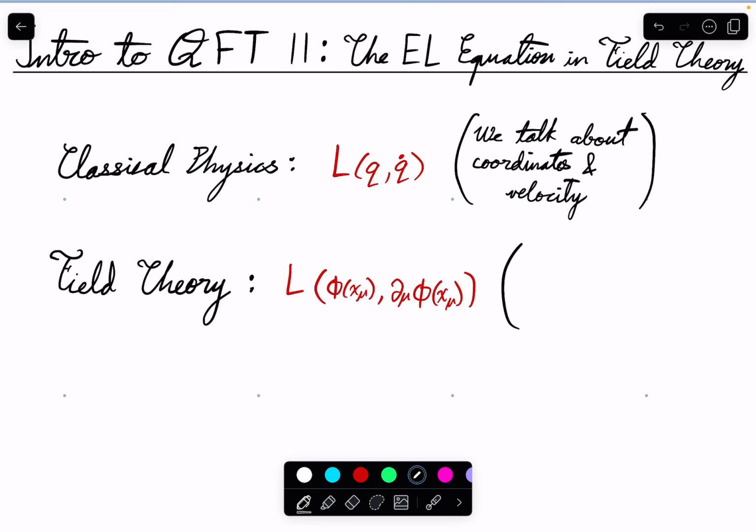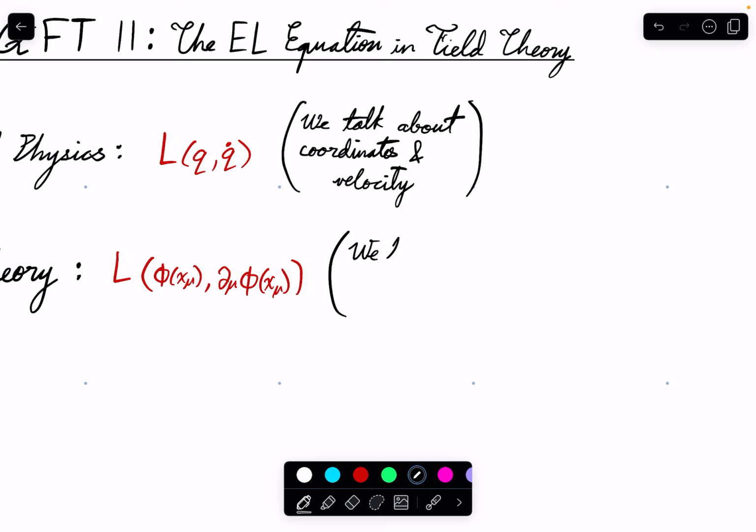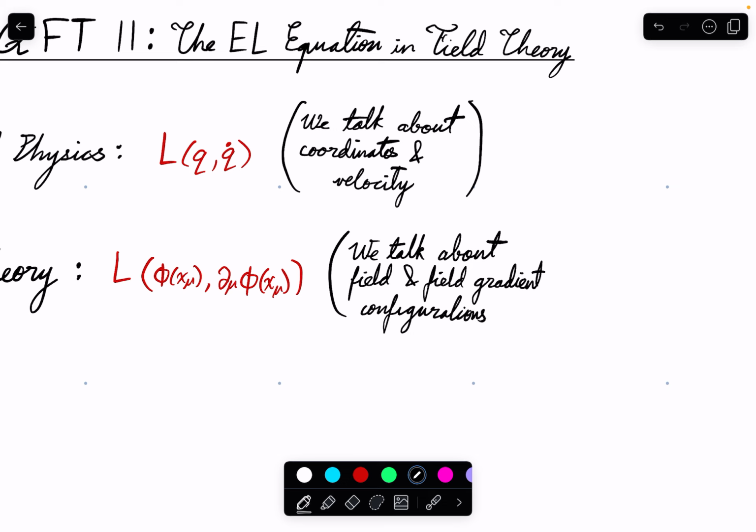And so instead of talking about coordinates and velocity, we talk about field and field gradients. So field and field gradient configurations. So this looks at how the Lagrangian evolves with respect to position and velocity, but this looks at how the Lagrangian changes with respect to the field and how the field changes in space.